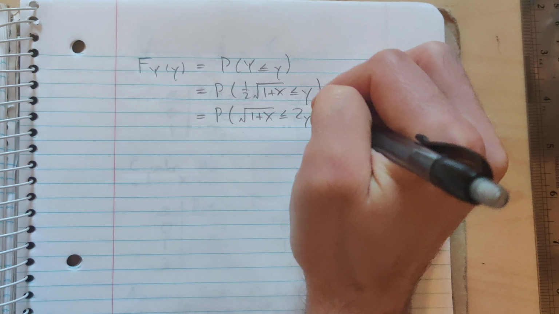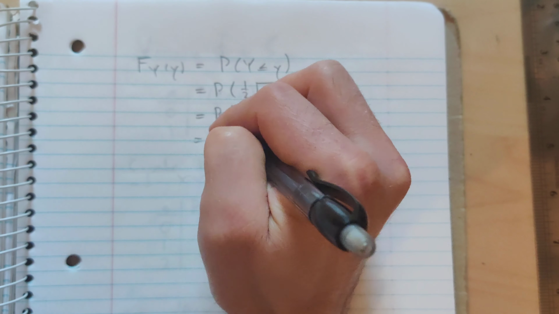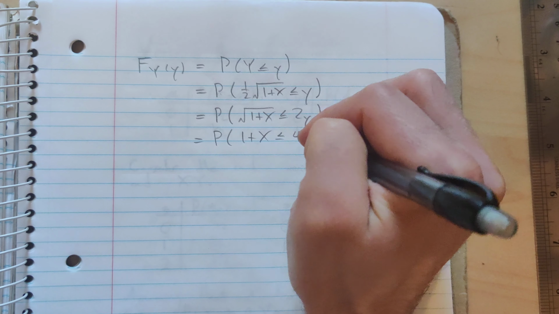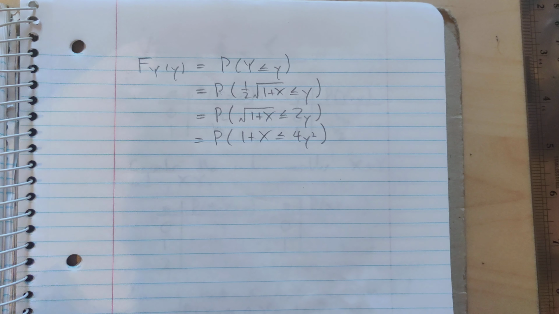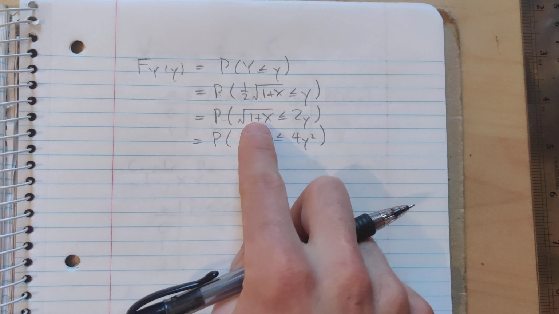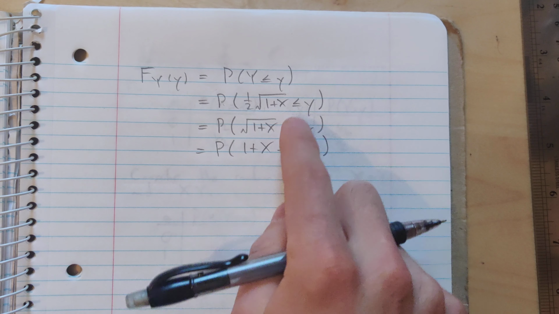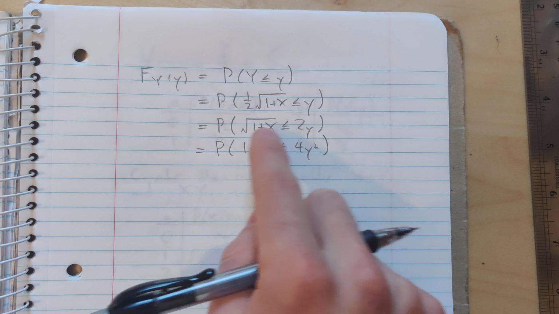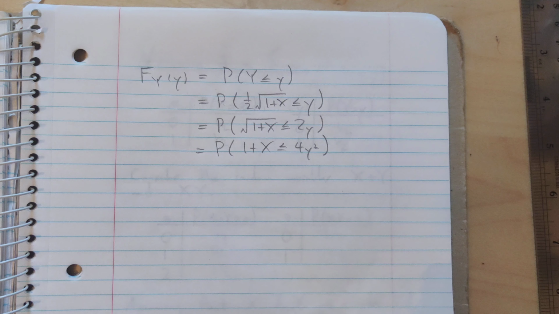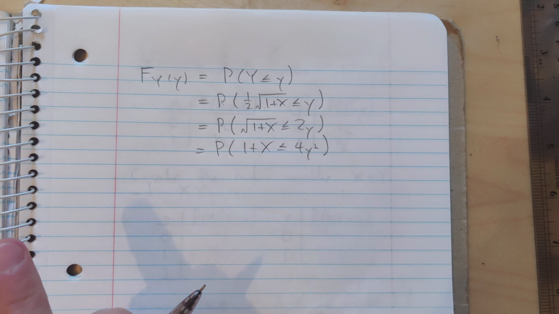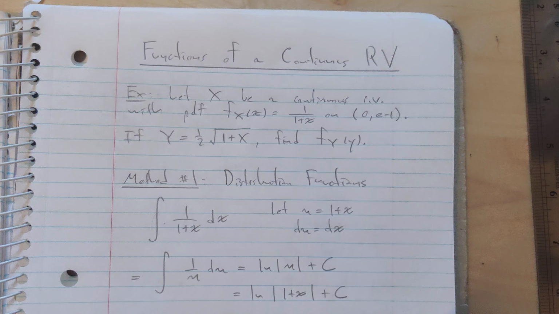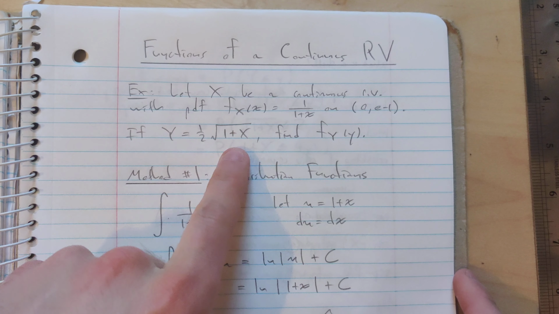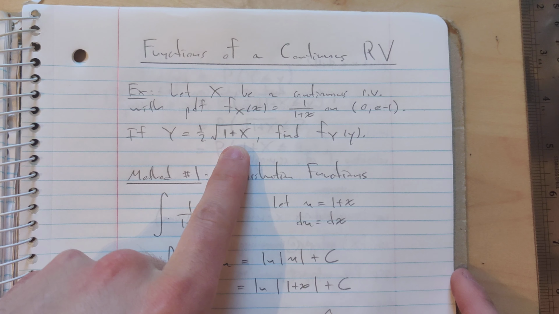Multiply both sides by 2. Square both sides. It's 4 little y squared. You got to be a bit careful here when you square both sides, especially when dealing with inequalities. But everything here is always positive, so we're okay. Because this expression right here, if I think about plugging these values into it, it's always going to come out positive.